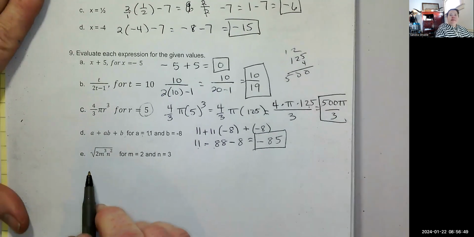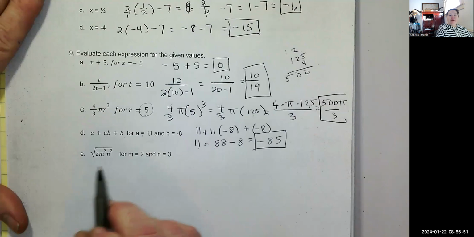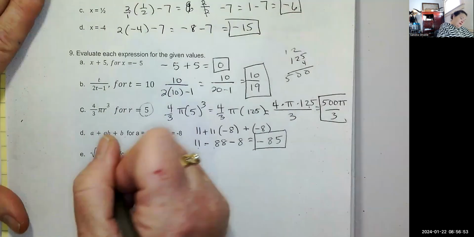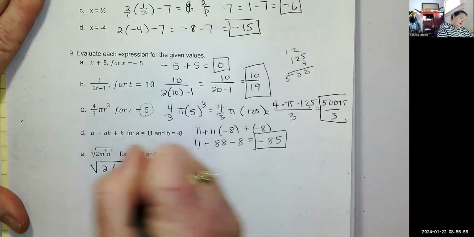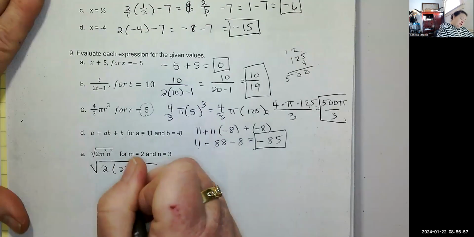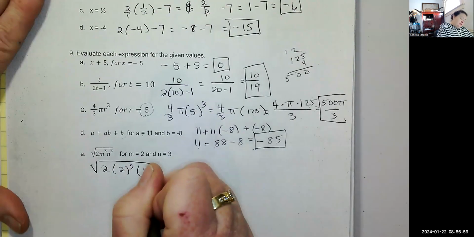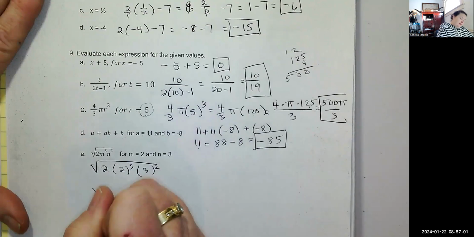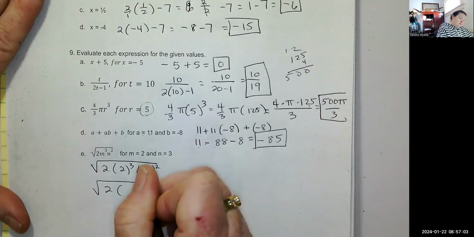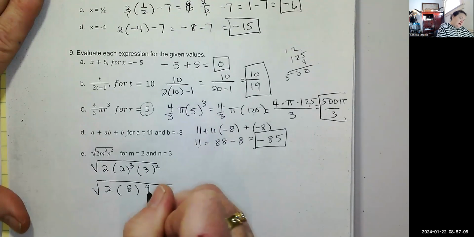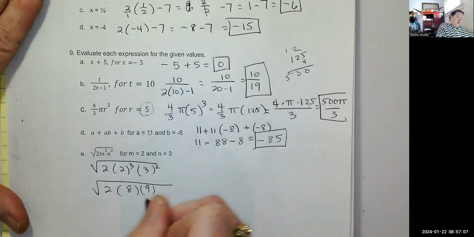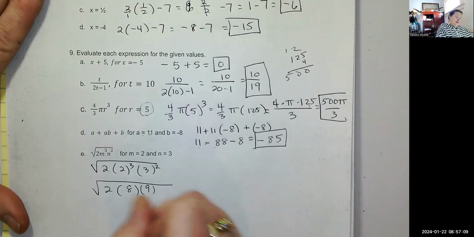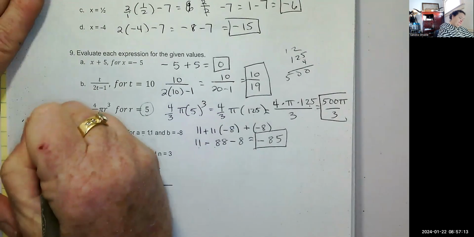All right, the last one is square root of 2m cubed n squared. M is 2, n is 3. So that gives us the square root of 2 times 2 cubed times 3 squared. 2 cubed is 8. 3 squared is 9. 2 times 8 is 16. Or I could go the other way. 8 times 9 is 72 times 2.